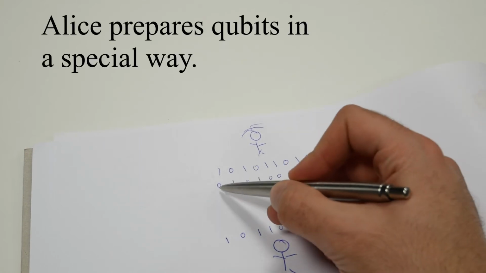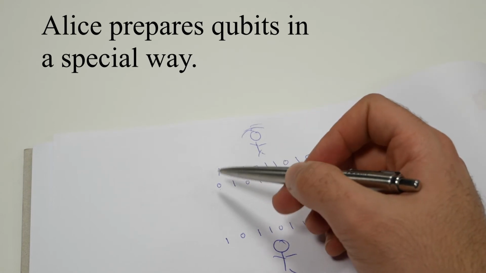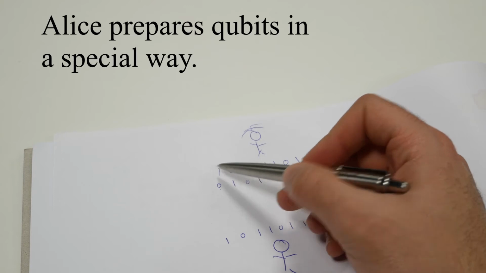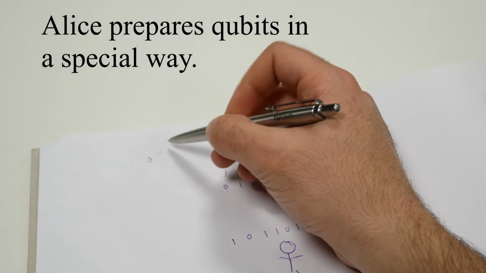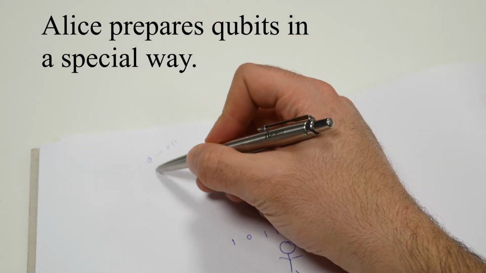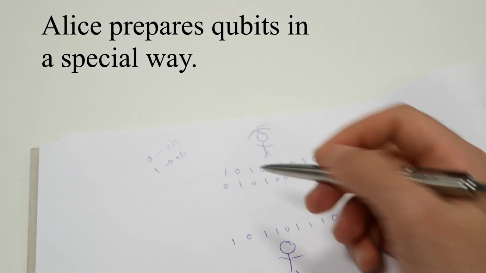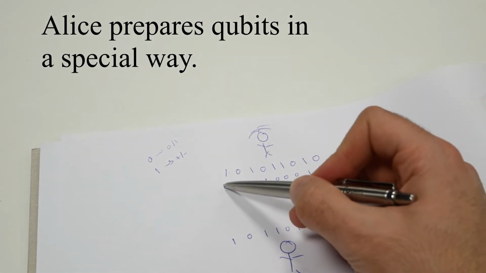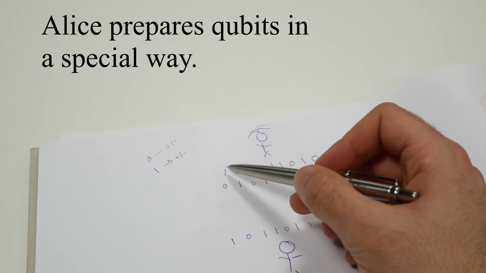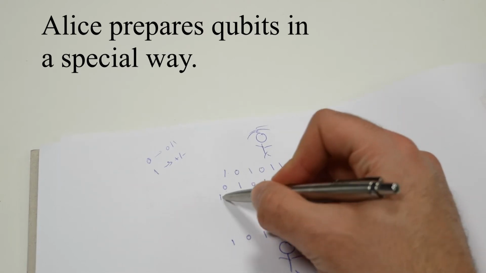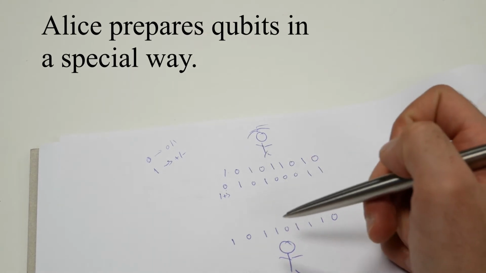Now Alice is going to encode each bit here in a qubit, and she's going to do that in a basis that depends on this bit here. So if the upper bit here is a 0, she's going to encode the qubit in the 0-1 basis. If the bit is 1, she's going to encode the qubit in the plus-minus basis. So here we have a 1, so we have to encode it in the plus-minus basis. So then she prepares a plus state, which is 0 in the plus-minus basis.